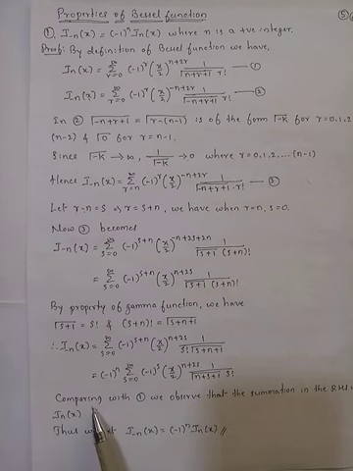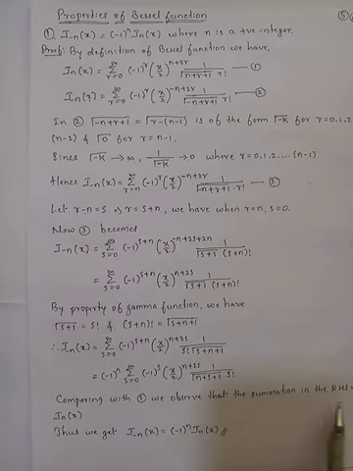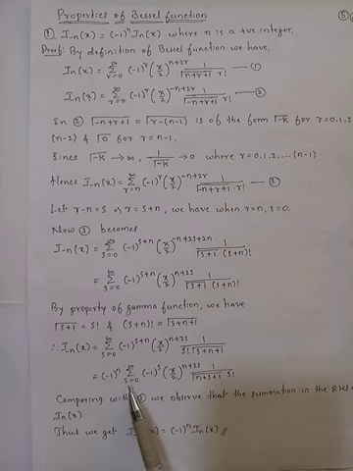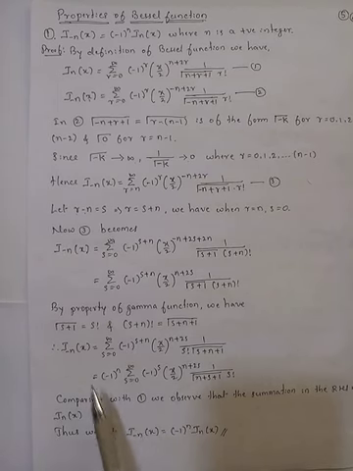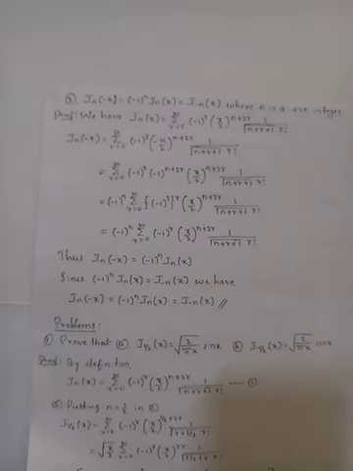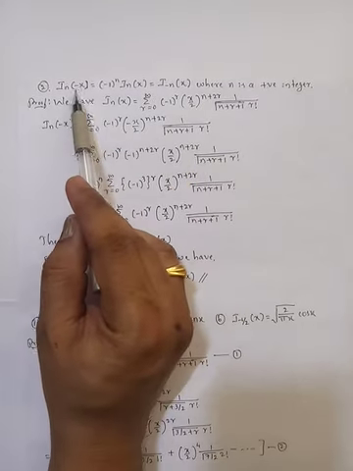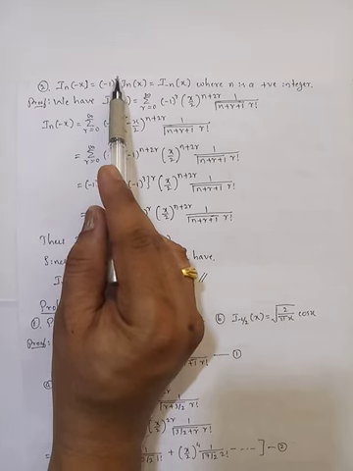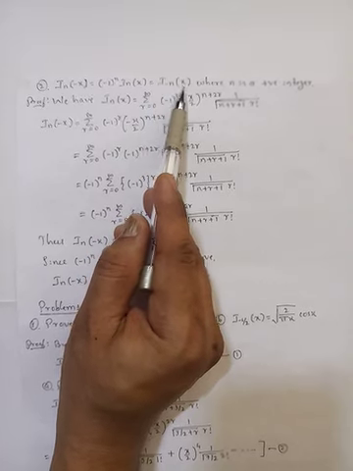Therefore, comparing with the definition, we observe that the summation on the RHS is Jn of x. It is just a change of variable, that is r as s. Therefore J minus n of x equal to minus 1 raised to n, and this we can take as Jn of x. Okay, so this is the one property. Now we take the second property, which is given by Jn of minus x equal to minus 1 raised to n into Jn of x, and this also we can take as J minus n of x, where n is a positive integer.